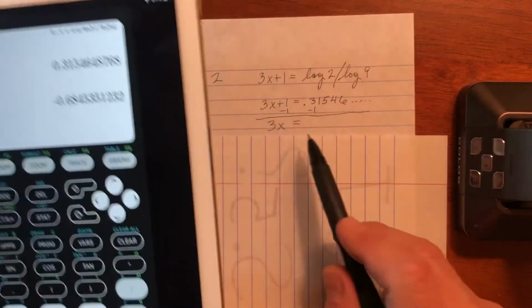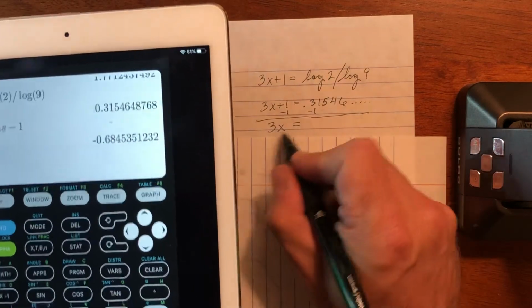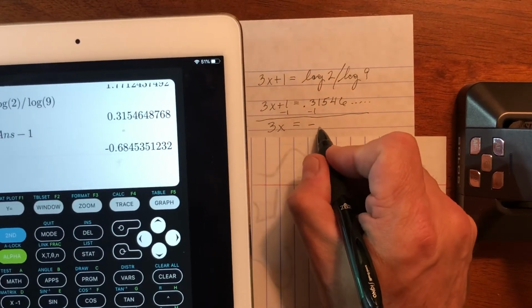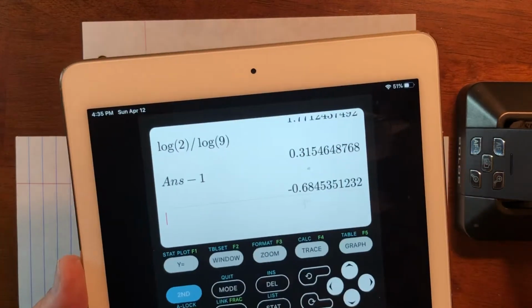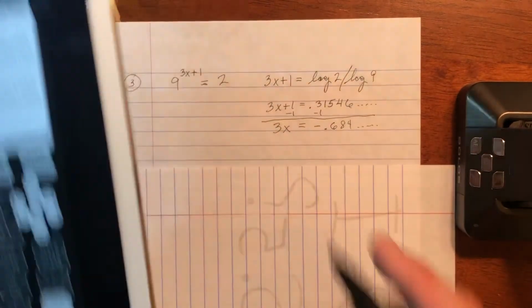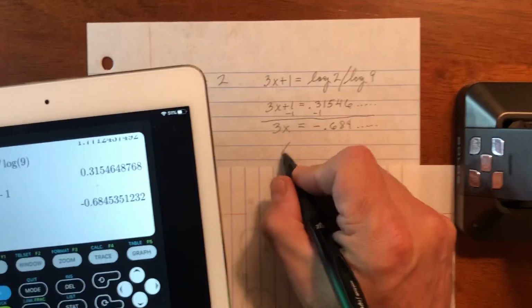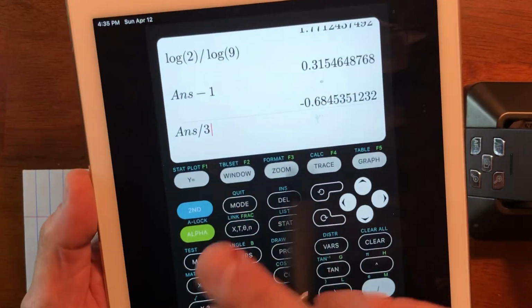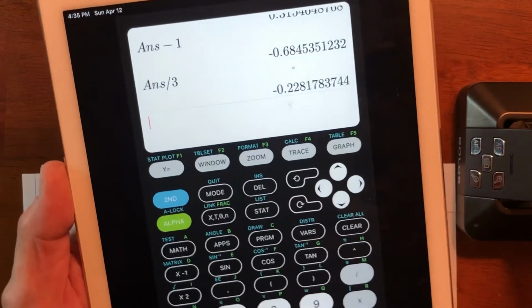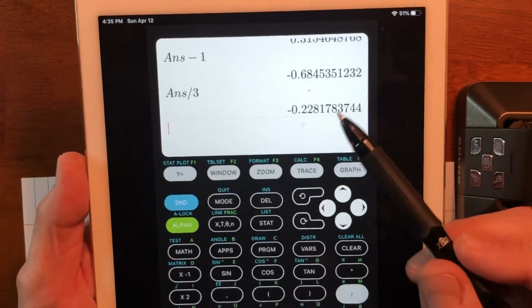But I'm not rounding yet because I still don't know what the answer is. I still have this 3 here. So this is negative 0.684 and so on, but I leave that on my calculator. Now, in order to get the x by itself, I would divide by 3. So on your calculator, just divide by 3. Again, answer divided by 3. And now you can finally round it off.